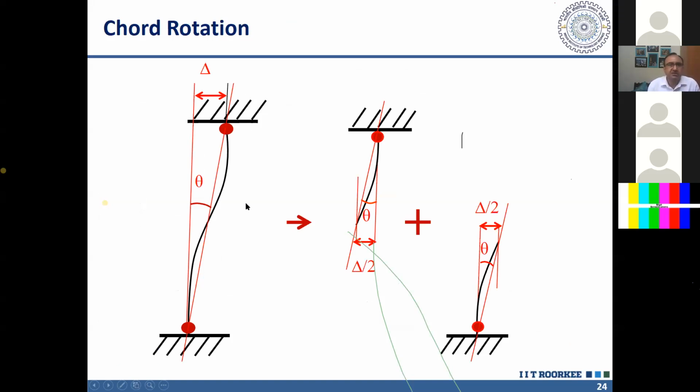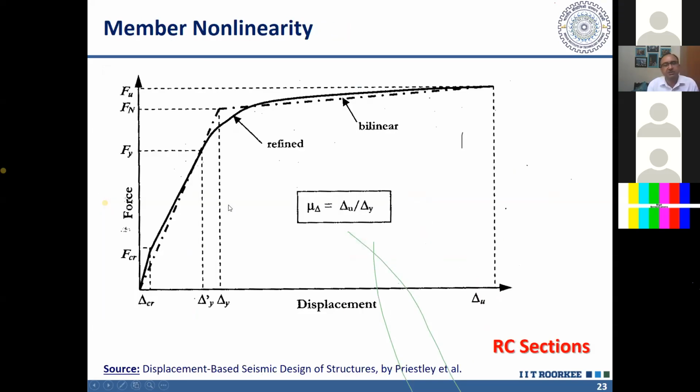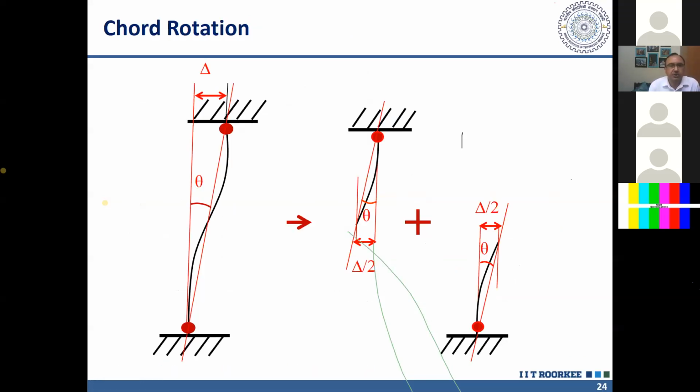And to represent the displacement, we have a different definition of rotation which you are familiar with. Usually the rotation which you are using is the slope of the displacement curve. So if you differentiate displacement, then you get rotation. In this deformed shape, you will see that the rotation is changing. But we define something which we call chord rotation.